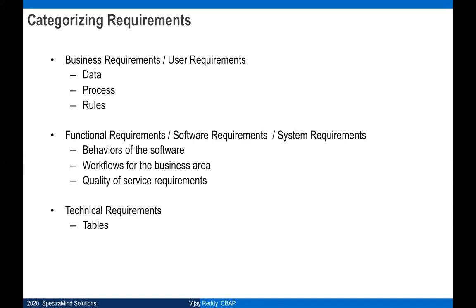Basically, there are three categories of requirements in broad. Business requirements are also called user requirements, when they talk about the business process from the end user's perspective, how this application works, or what the business rules are. And system requirements or software requirements or functional requirements are one and the same. These mainly talk about how you implement these requirements into the software, mainly from the developer's point of view.